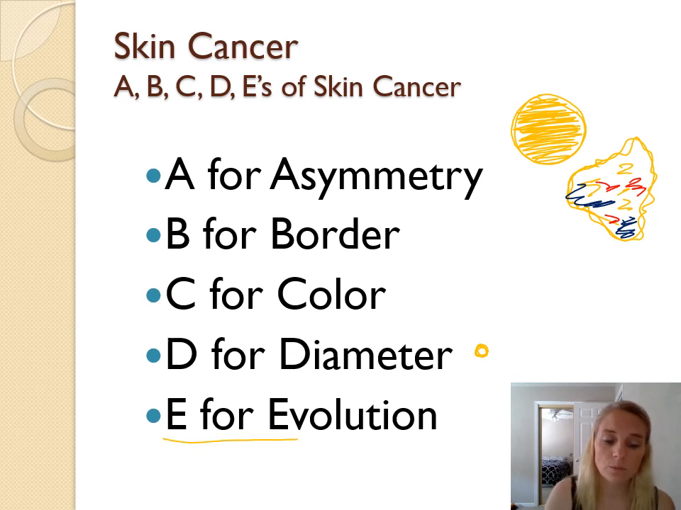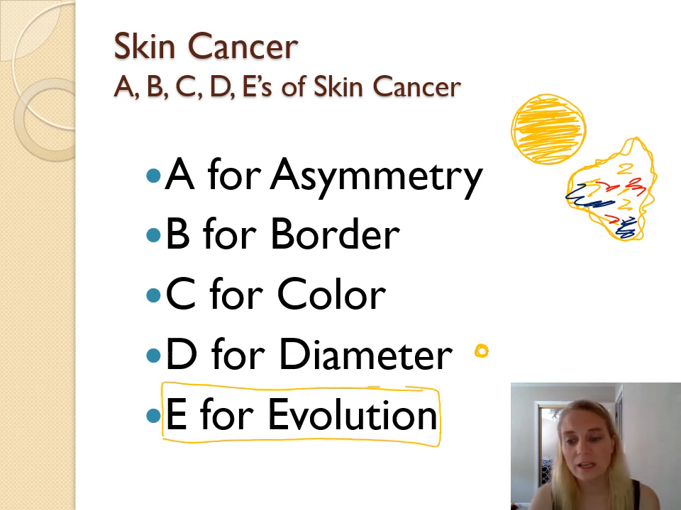But the most important one is E. E for evolution, basically just looking at change. If you have a large mole, larger than the diameter of a pencil eraser, but it doesn't change very much, it has its particular characteristics, just keep an eye on it. If you're looking for anything that's changing over time, that's going to be a clue you might need to get something checked out.